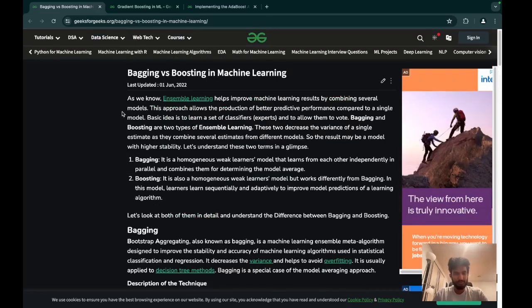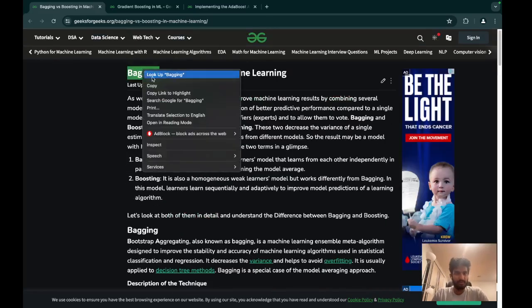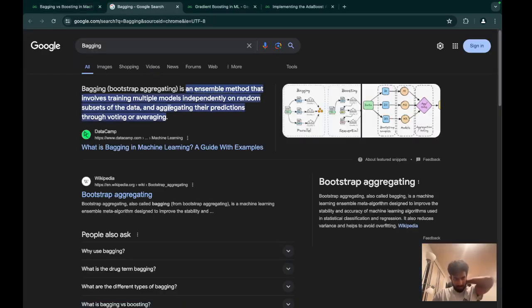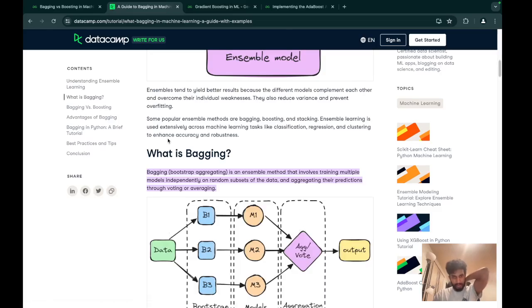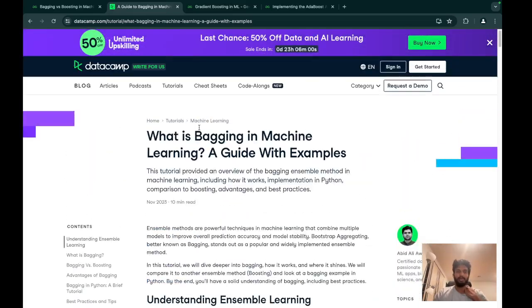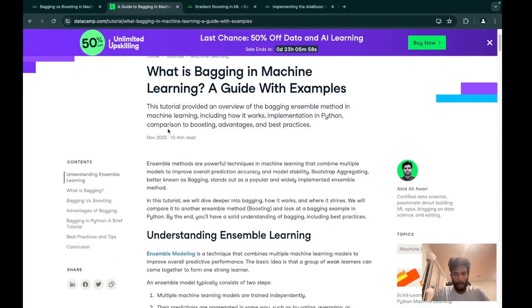Never really understood things from your data camp. So, what is bagging in machine learning? Guided with examples.